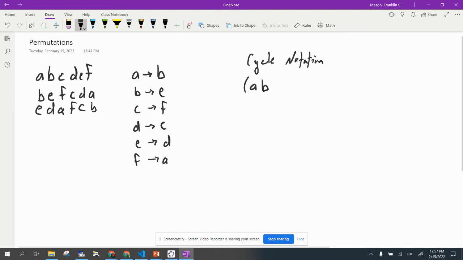B. So I write the B after the A. To what does B map? E. To what does E map? D. To what does D map? C. And to what does C map? F. And to what does F map? I close parentheses. As soon as we map back to the original element, we close parentheses, and that means that the final element maps to the initial element. That's what this symbolism means.